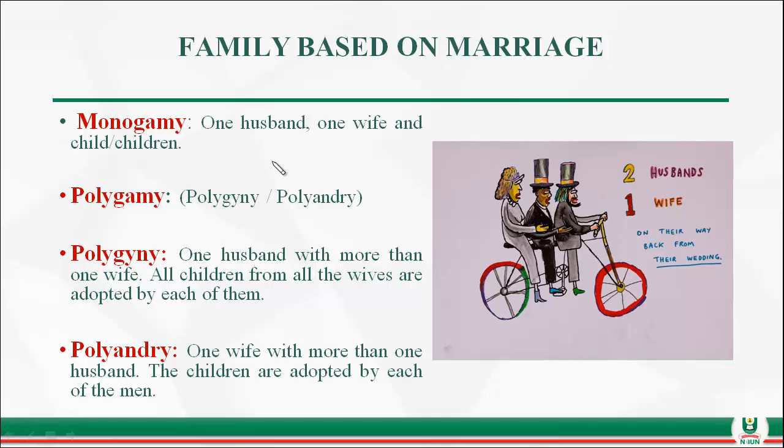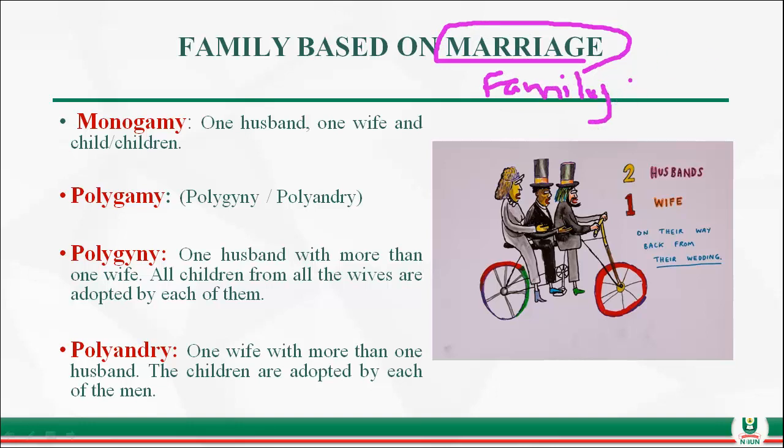Now the first type of family based on marriage is monogamy. This is the most common type of family. It constitutes one husband, one wife, and the children. This is the most common type of family that we have. Okay. All right, sorry. This is in error. It is actually family.